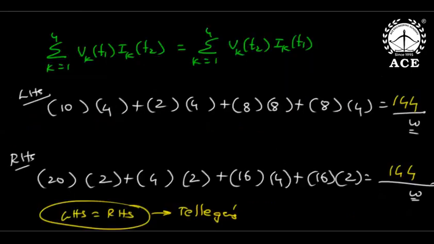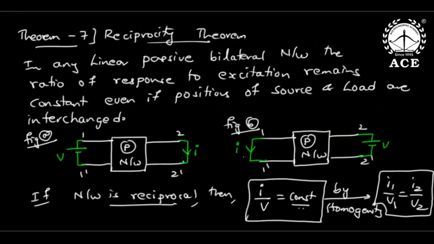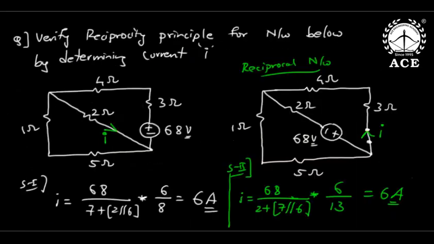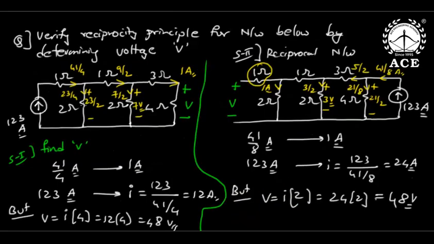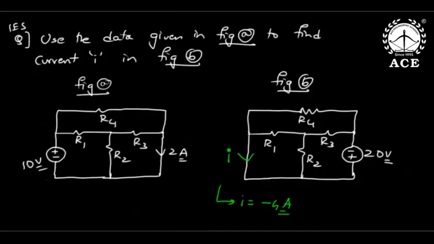Then we came to reciprocity. That was very interesting. The ratio of response to excitation remains constant even if you interchange the position of source and load. So I told all the points here. Here voltage 68 is giving current 6. Here 68 also will give 6. Then here 123 amperes is giving 48 volts. There 123 is giving 48 volts.